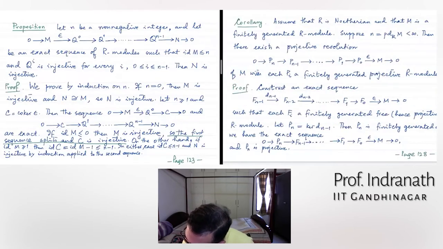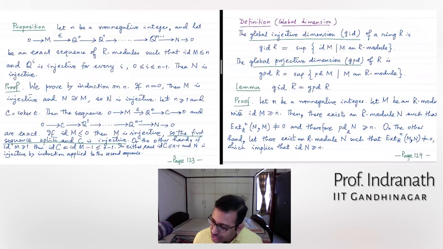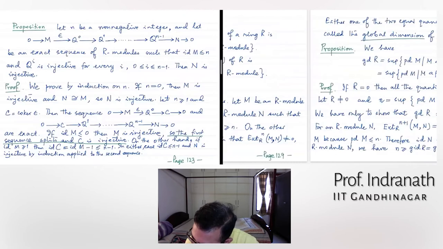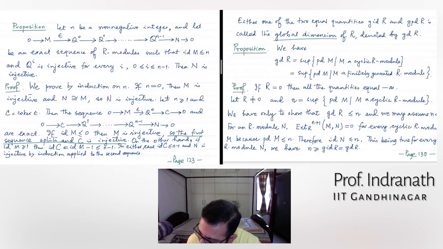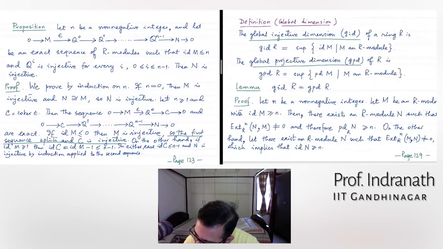And finally, let me quickly talk about global dimension, and then we will use them and go to regular local rings. So what is the definition of global dimension? Once you have defined global injective dimension and global projective dimension, we could prove this lemma, that these two are the same for R. Therefore, since the global injective and global projective dimensions are the same, that is what you call the global dimension.